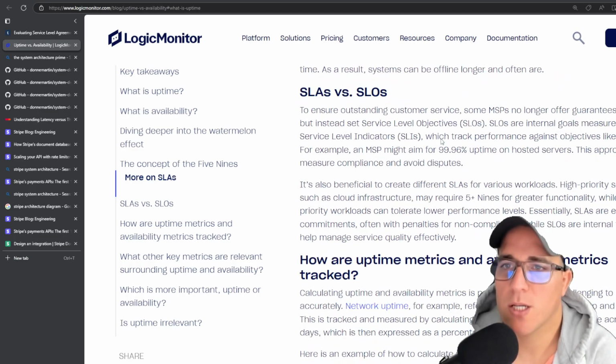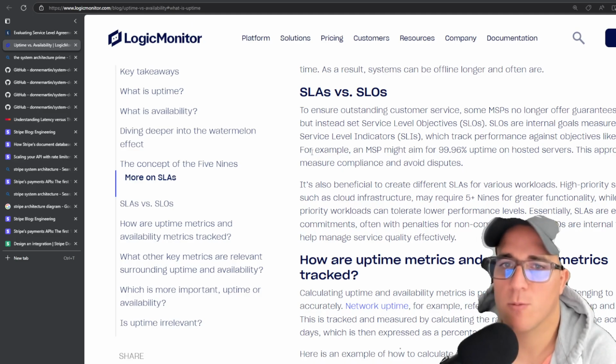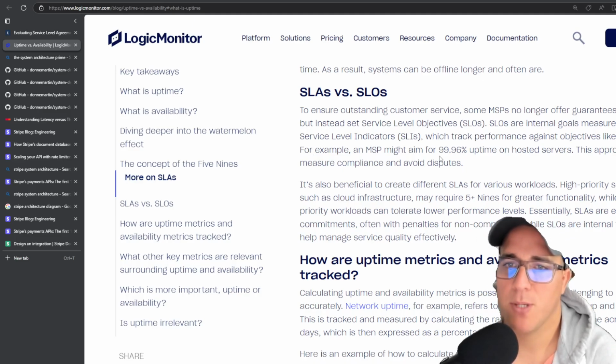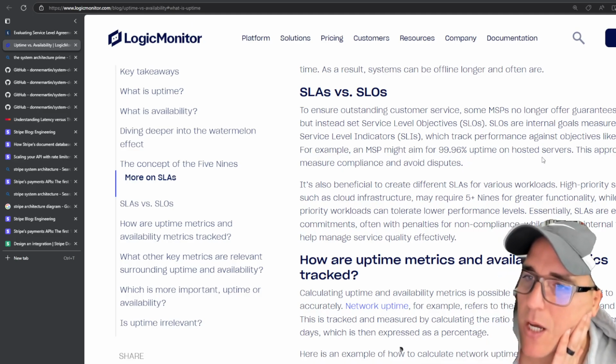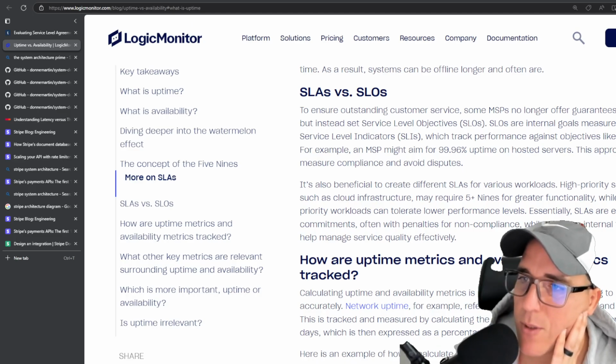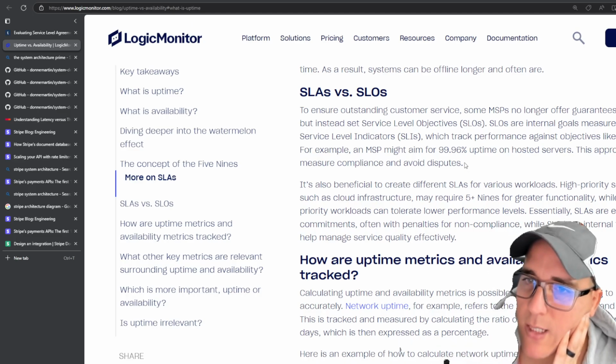To ensure outstanding customer service, some SPs no longer offer guarantees on SLAs, but instead set service level objectives. SLOs are internal goals measured by service level indicators, which track performance against objectives like uptime, for example. An SP might aim for 99.96% uptime on hosted servers. This approach helps measure compliance and avoid disputes.